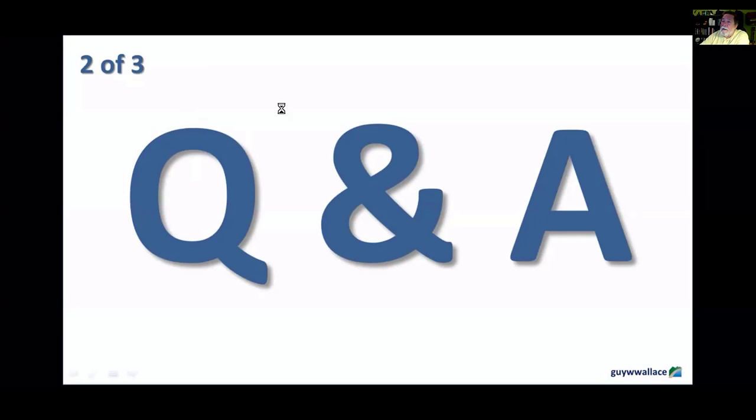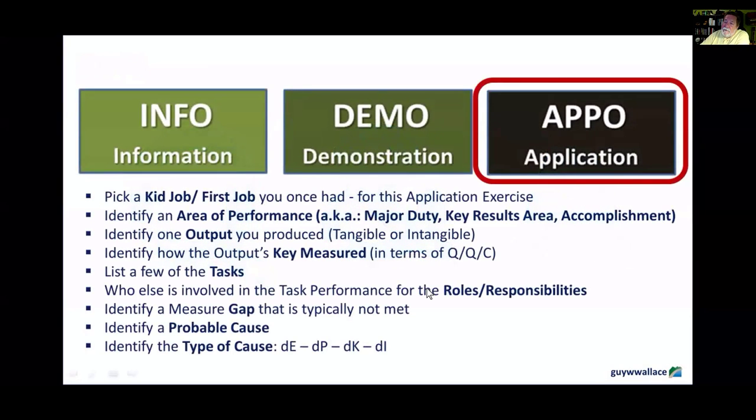Let me go on here. We're getting close to the end. So this is the application exercise I was going to give everybody. I wanted you to pick a job that you've had in the past. Usually kid jobs are much more simple than jobs we've had since we got older. And it might've been, you know, I worked at an ice cream store, and one of my areas of performance was cleaning the store or creating ice cream products for customers or whatever. But identify an output, tangible or intangible, and identify how that output is measured.